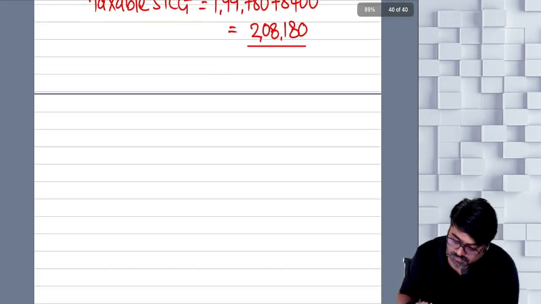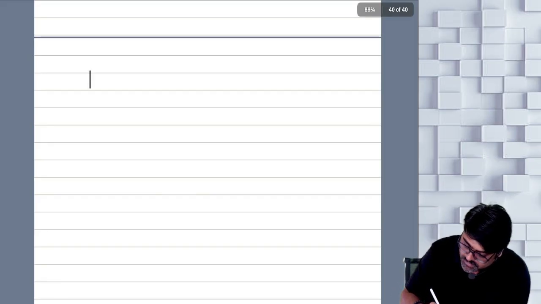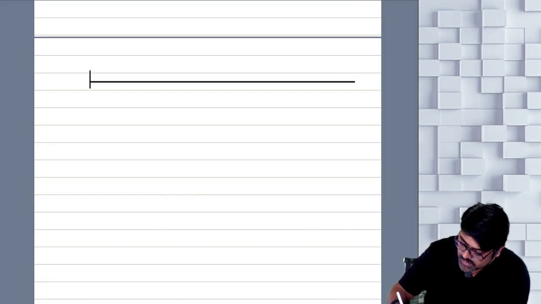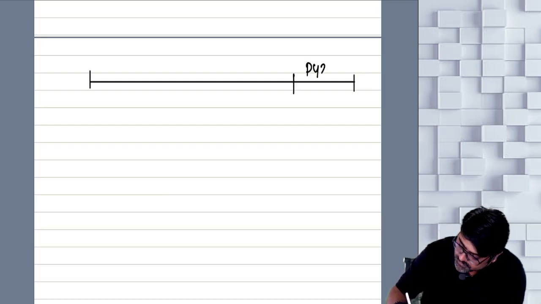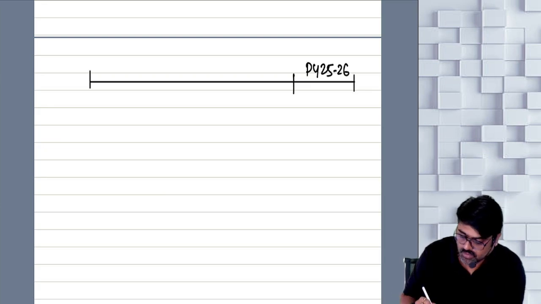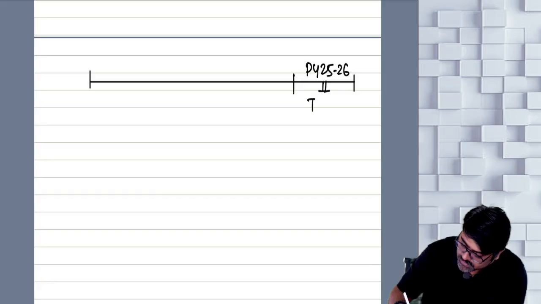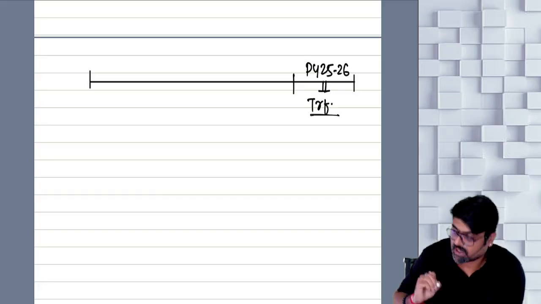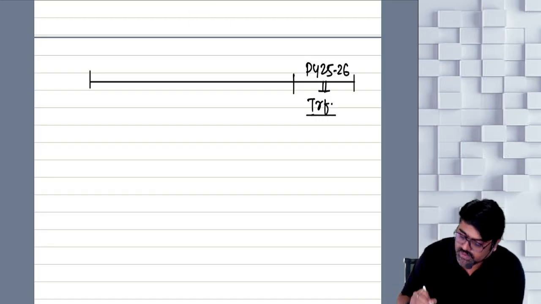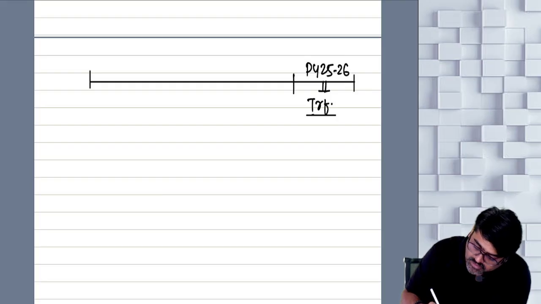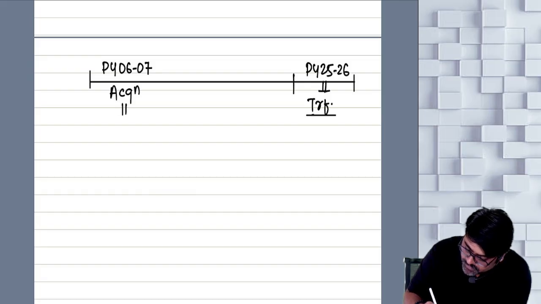I'll tell you. For example, I am making a small timeline in front of you. Assume that this is the timeline. This is my previous year, 25-26. In this year, I am transferring my asset. This is the year of transfer. If in this year I am transferring an asset that I acquired in, say, the previous year 2006-07, when did I acquire the asset? So this is the acquisition year.